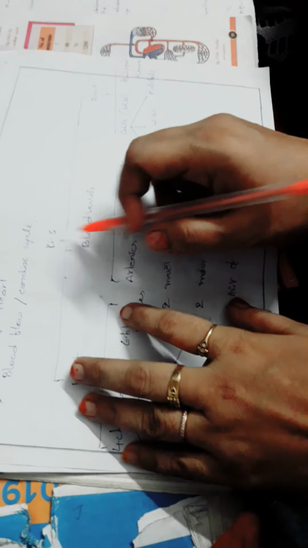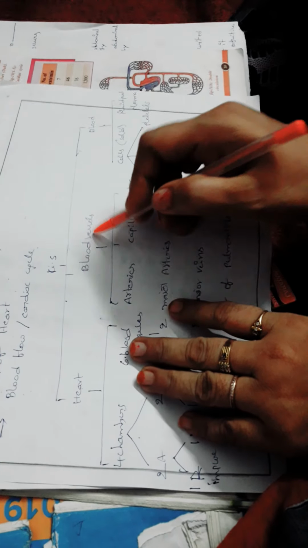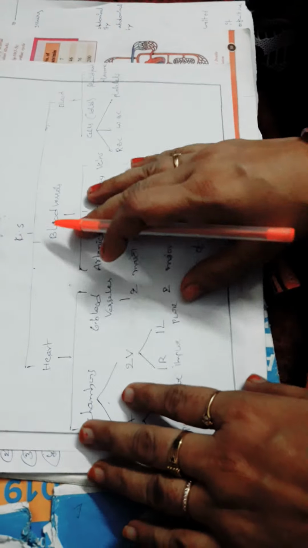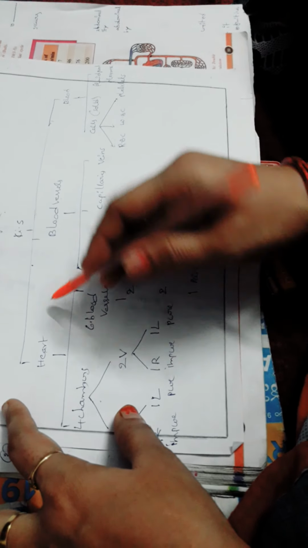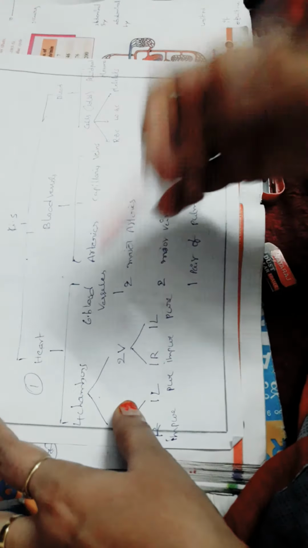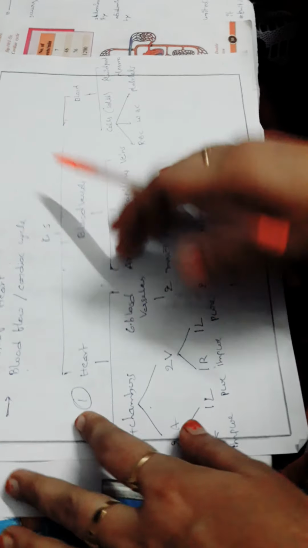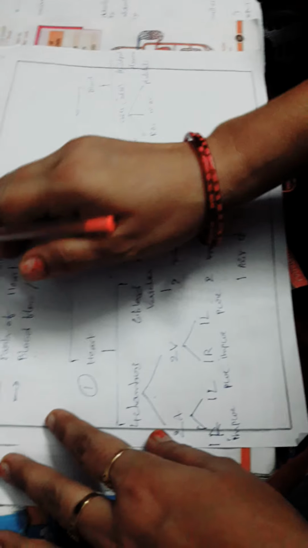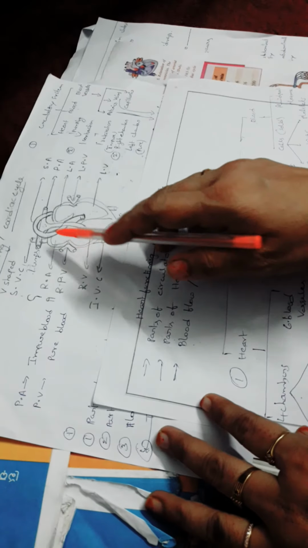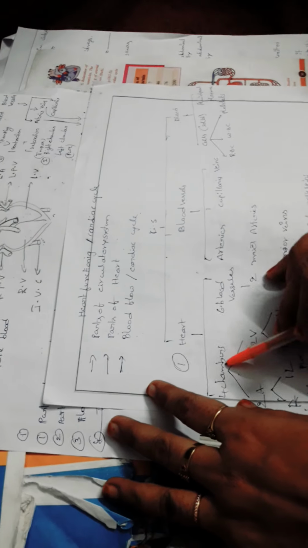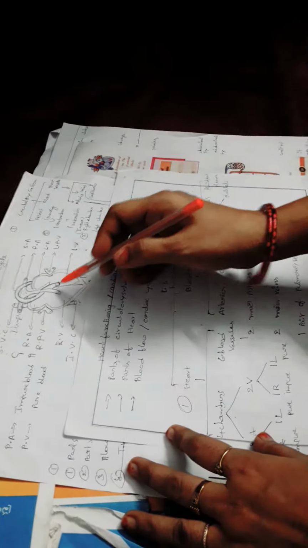the circulatory system mainly contains three parts: heart, blood vessels and blood. You already know about the heart. We'll go for the first one, heart. The mammalian heart has four chambers. When you observe this diagram, there are four chambers and six blood vessels. So let us see the four chambers.